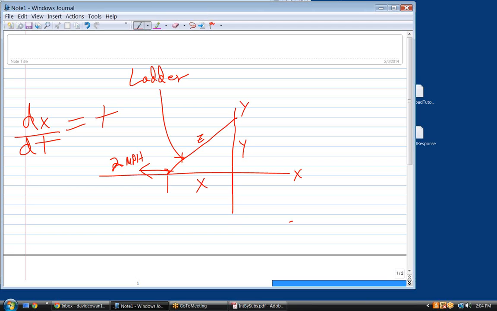I kept thinking that dx dt had to be negative 2 because it was going to the left. But it's not a question of whether it's going left or right. It's a question of whether it's getting bigger or smaller. What would the sign on dy dt be as the kid pulled the ladder? Negative. Correct. So that's what it has to do with.